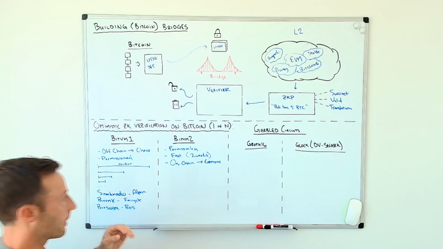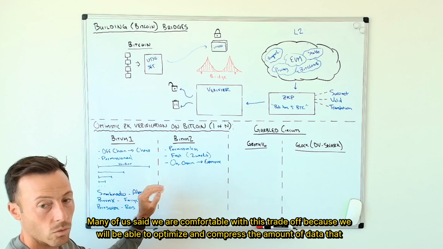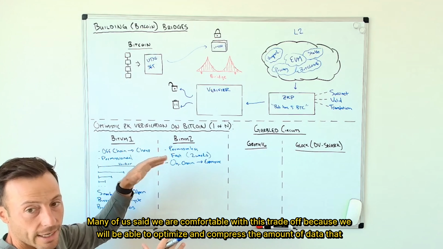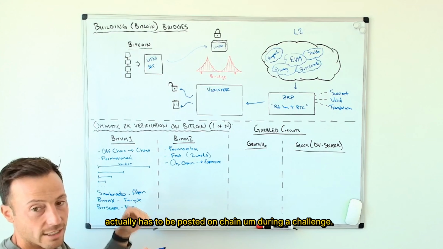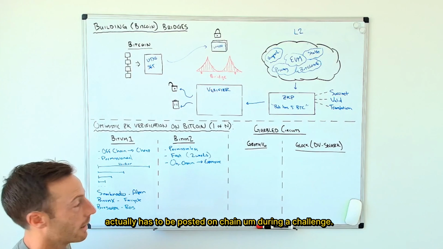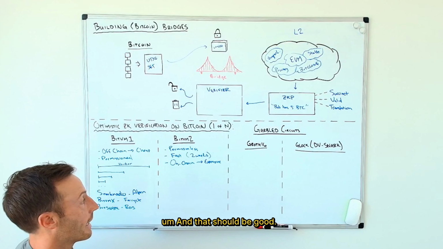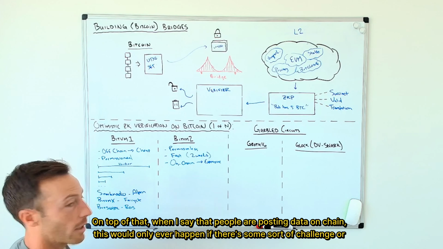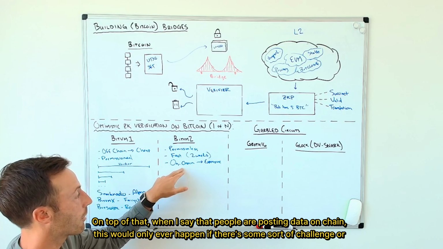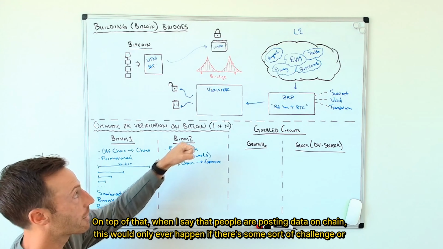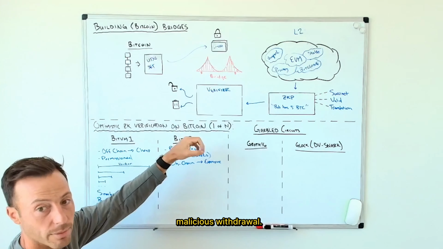And many of us said we are comfortable with this trade-off because we will be able to optimize and compress the amount of data that actually has to be posted on chain during a challenge, and that should be good. On top of that, when I say that people are posting data on chain, this would only ever happen if there's some sort of challenge or malicious withdrawal.